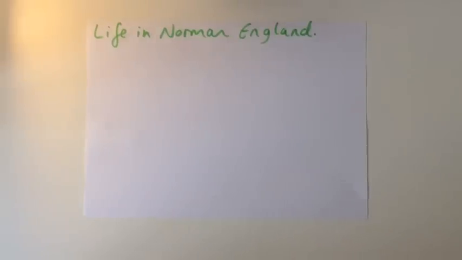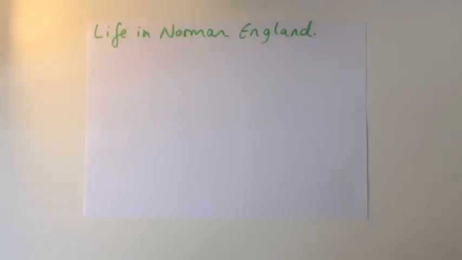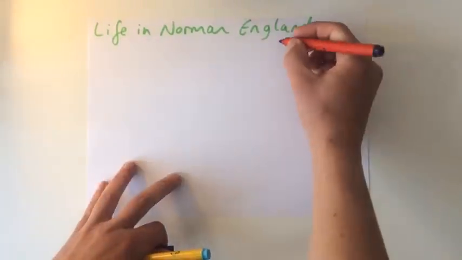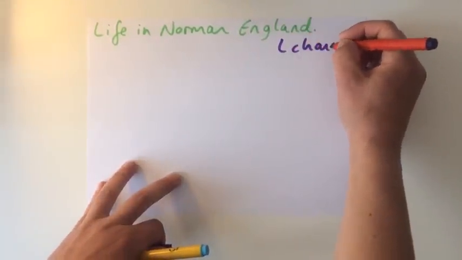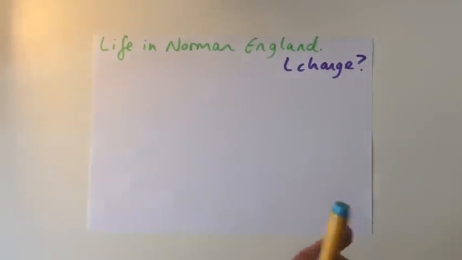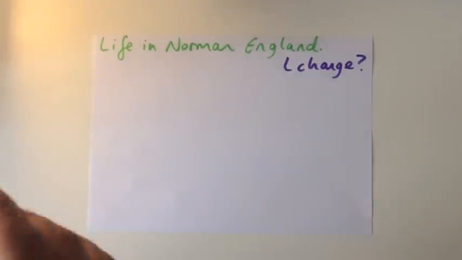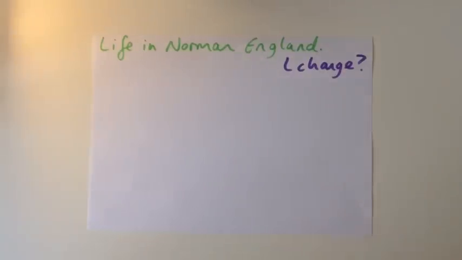This is the revision video for life in Norman England. So we're still in section B of paper 2, which is to do with the Norman conquest, but now we're looking at what actually changes once William the Conqueror conquers the King of England. And so the first thing I'm going to do is to put change there, because most of the things in Norman England change to some degree but not to others, because England is a well established country, so the Normans don't need to change everything just because they've taken over.